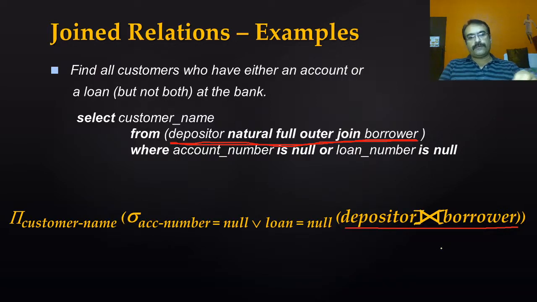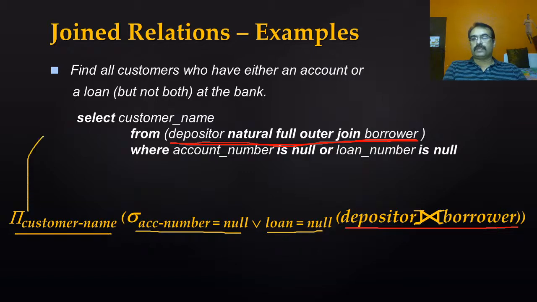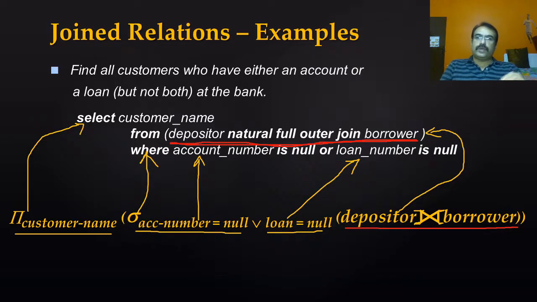So depositor full outer join borrower with account number is equal to null and loan number should be equal to null, and project the customer names. So this select customer name is equivalent to this, and this is equivalent to this. Sigma is equivalent to where. So this way we can have joined relations.